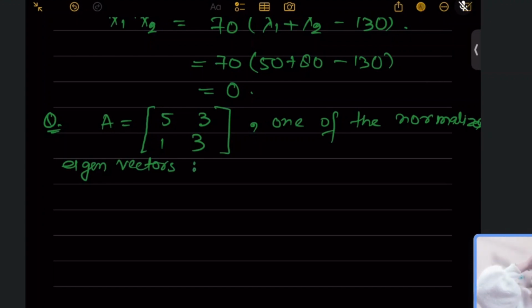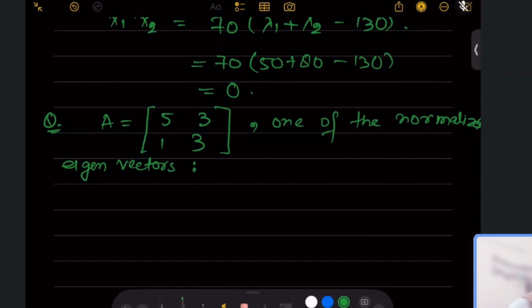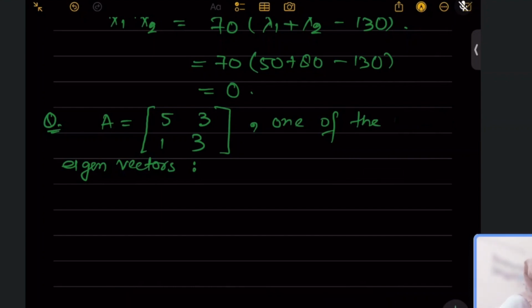So do you people know what a normalized eigenvector is? Anyone? The eigenvector which has the sum of squares as 1. Yeah. So normalized means you have the eigenvector, you have to divide it by its magnitude so that you get a unit vector. And that is known as a normalized vector, a normalized eigenvector.